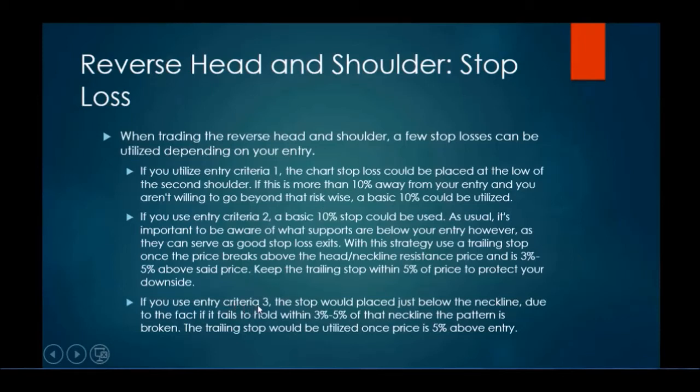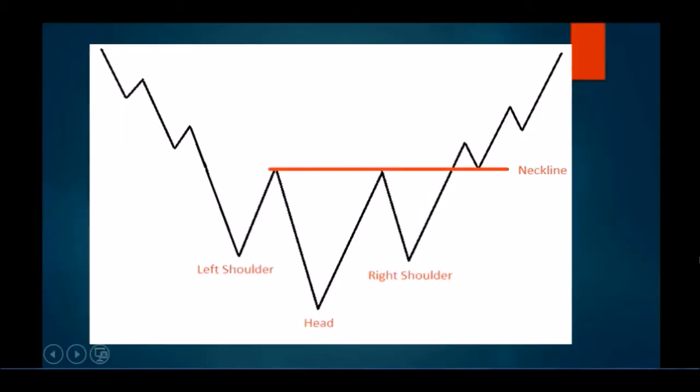If you use entry criteria 3, the stop would be placed just below the neckline due to the fact if it fails to hold within 3 to 5% of that neckline, the pattern is broken and no longer effective. The trailing stop would be utilized once price is 5% above entry. Okay, so let's look at some examples, quickly get across the stop losses for each criteria.